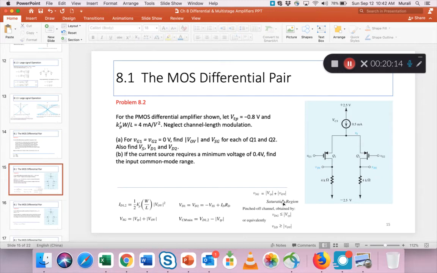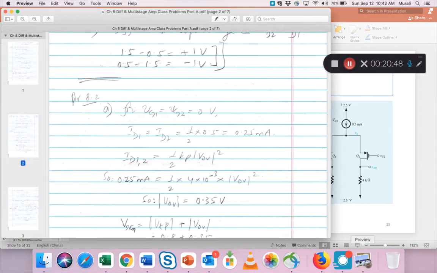Lastly, what is saturation for PMOS? So I tried to bring these formulas from our previous chapters, chapter 5 I think, where first of all VSG is VT plus VOV. Saturation means either condition you can use: the drain to gate has to be less than VTP, or source to drain has to be greater than VOV, right? That's the way to define saturation for PMOS devices. Alright, with that background, let's look at problem 8.2.